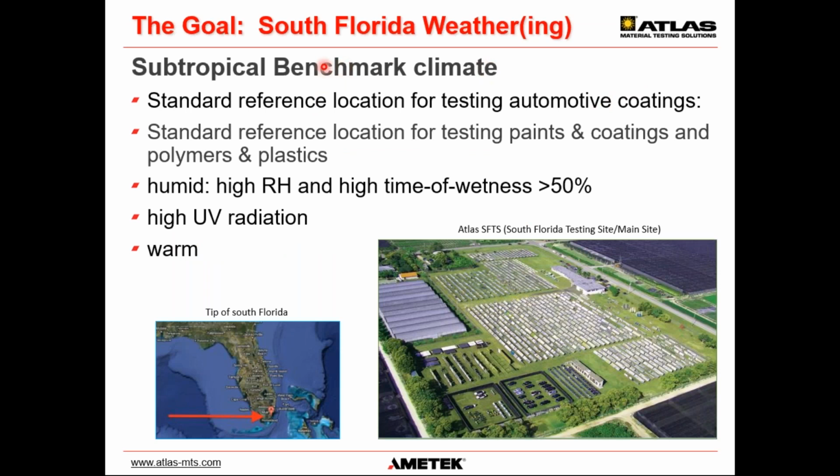First and foremost, natural exposures. Typically, the test will specify benchmark exposures. Some of the benchmark exposures are subtropical exposures, which is a benchmark climate. It's a standard reference location for automotive coatings, as well as architectural paints and coatings, in which these environments have high relative humidity, high levels of time of wetness, high levels of UV radiation, and are fairly warm consistently throughout the year. Typically, these exposures are located at the southern tip of Florida in Homestead, southwest of Miami.